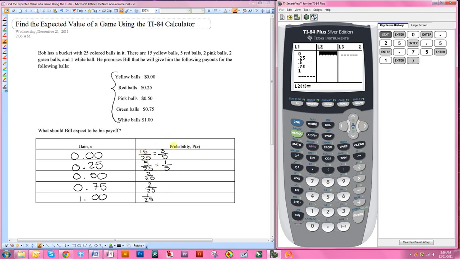Now, if you feel that maybe you didn't simplify your fraction correctly, just put the original unsimplified fraction in it, because it doesn't really matter, because this is just going to convert it to a decimal anyways. So you just do 15 divided by 25, and notice it converts it for you.